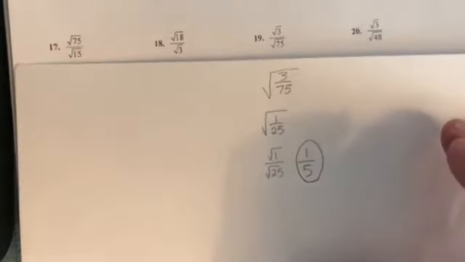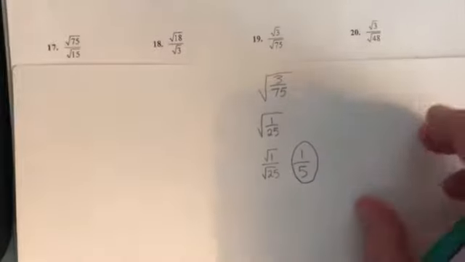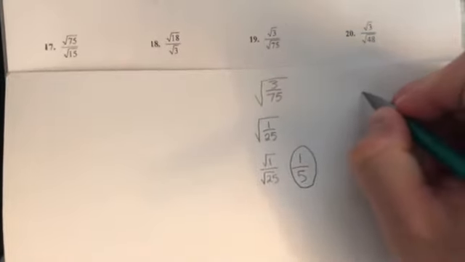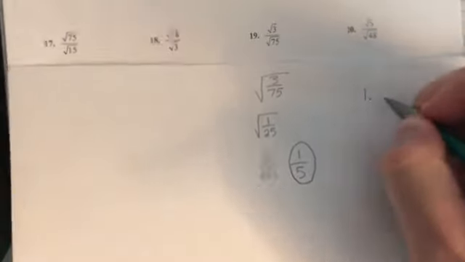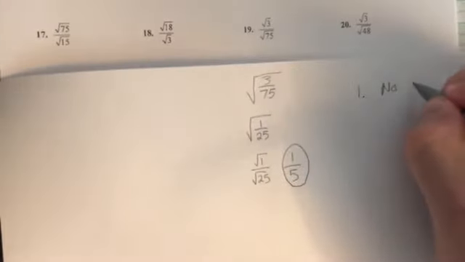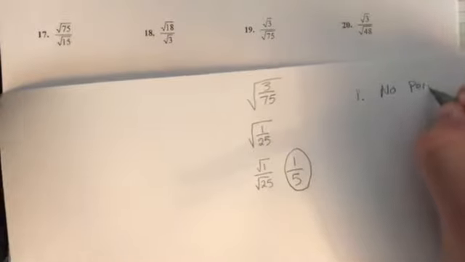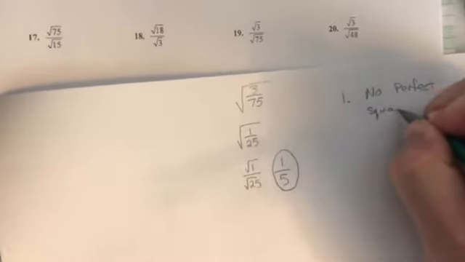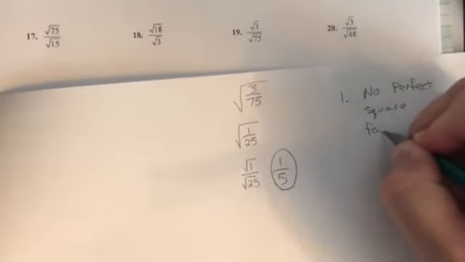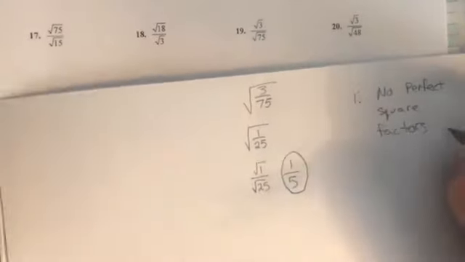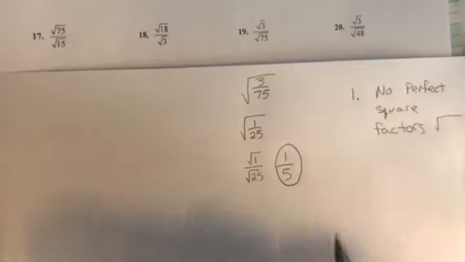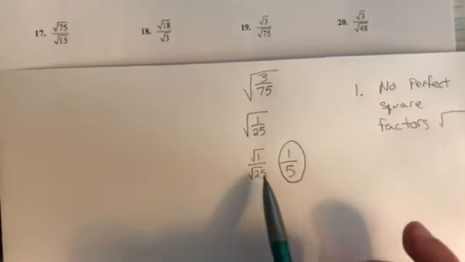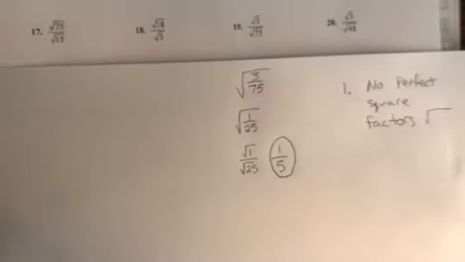So for a radical to be completely simplified on this worksheet, it has to meet 3 criteria. First, there can be no perfect square factors under the radical sign. For example, 25 was a perfect square. We had to evaluate that to get 5.